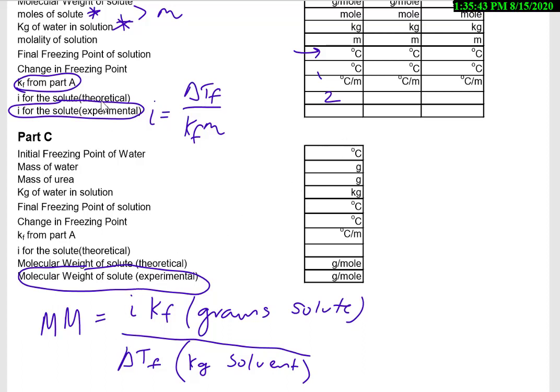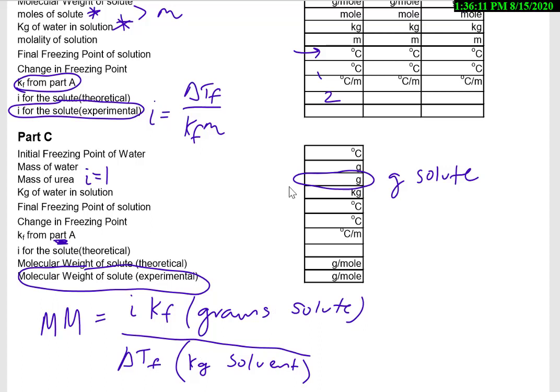For little i, we'll go ahead and say that urea is a molecular compound. So what that means for us is that i is equal to 1 again. So we already know that. Kf we already know from part A of the experiment. So you're just bringing that down again. Grams of solute here is going to be your grams of urea, because that's your solute.